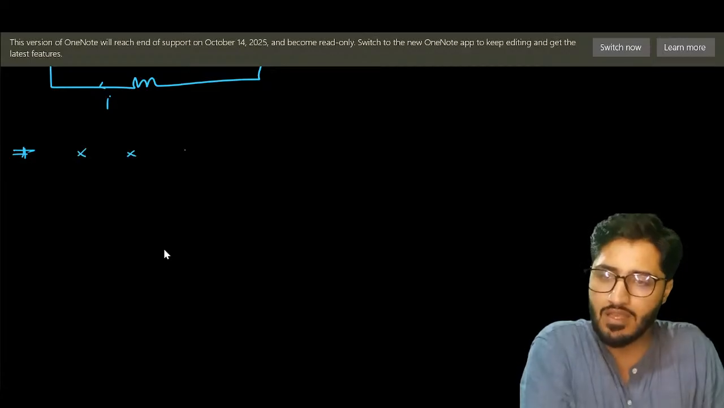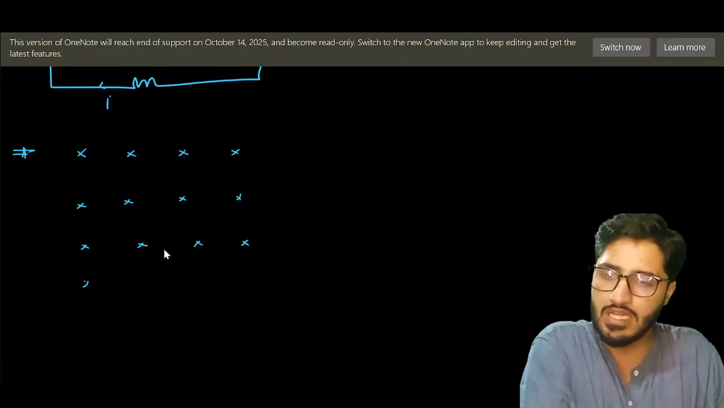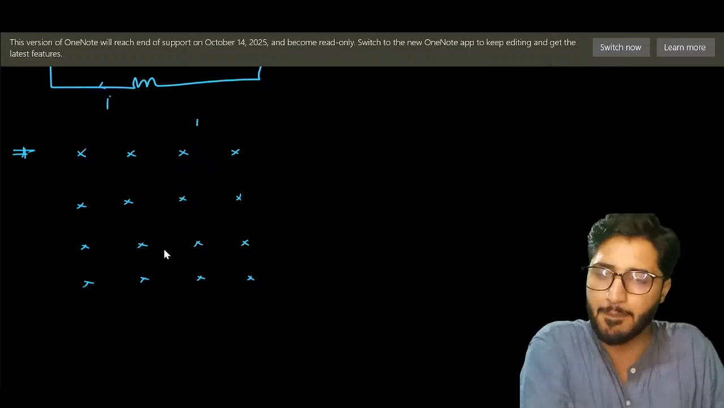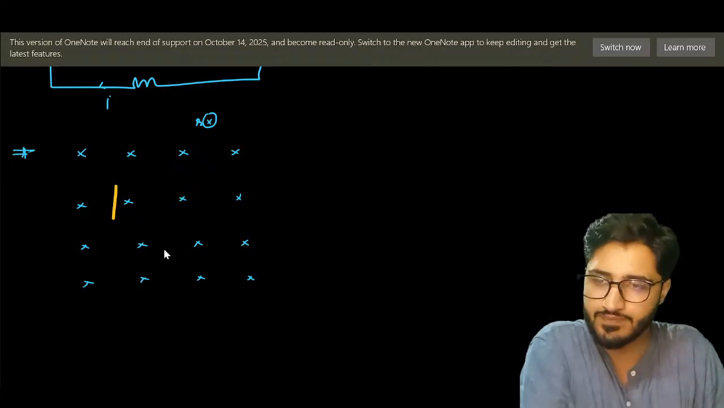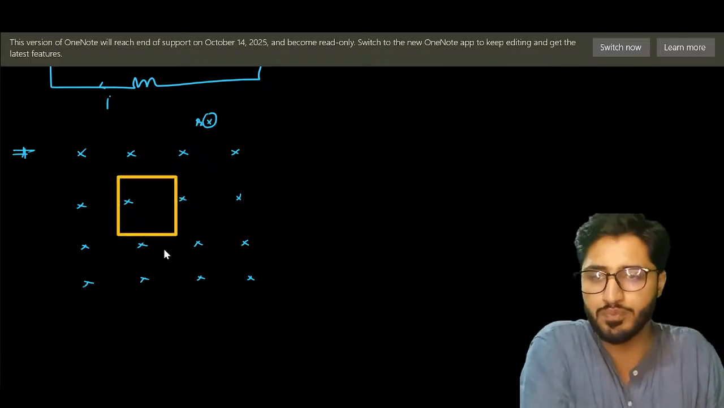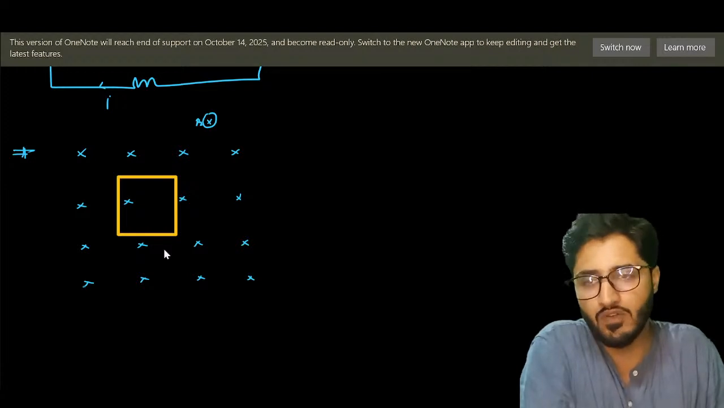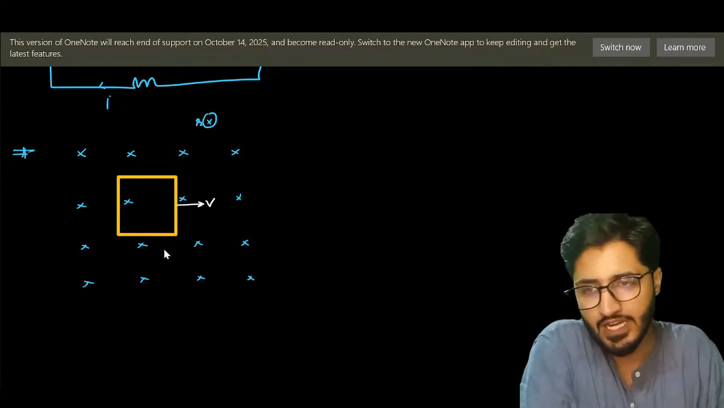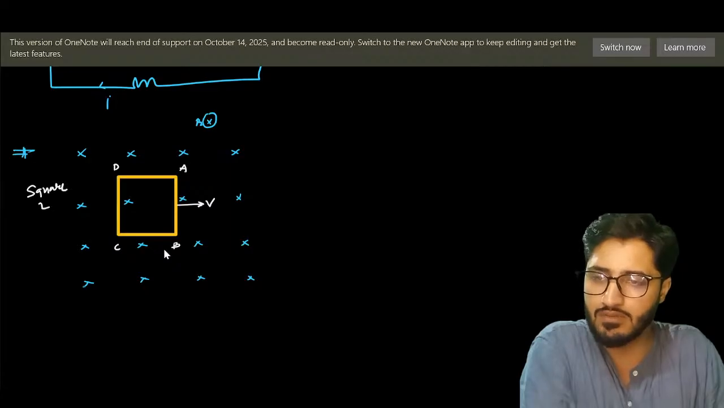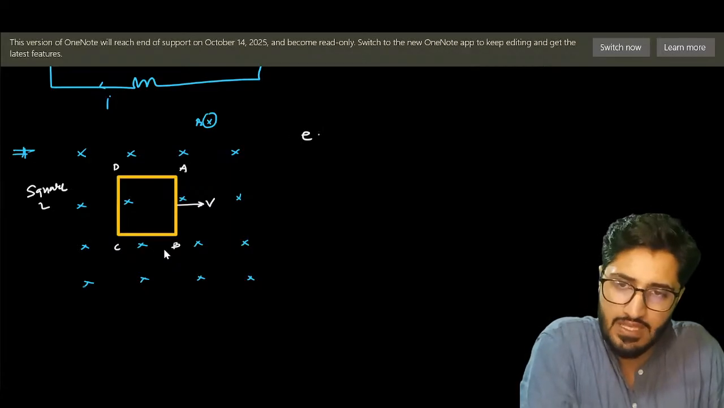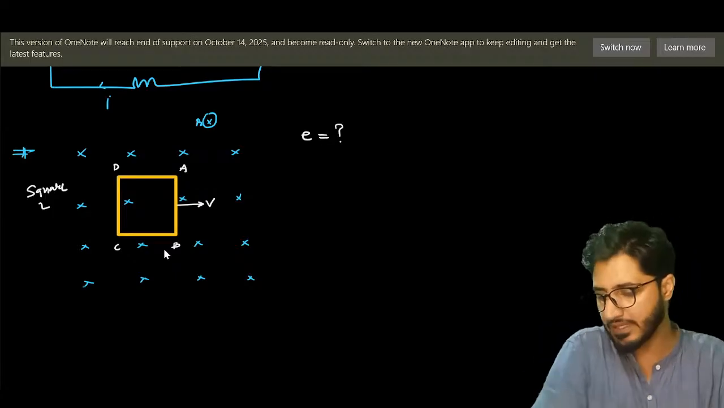If we are having a uniform magnetic field like this, B is like this, and inside this we are having a loop, and the loop is moving with the velocity v. Sides are A, B, C, D. It is a square, and the length of the square is given as L. What should be the value of E?